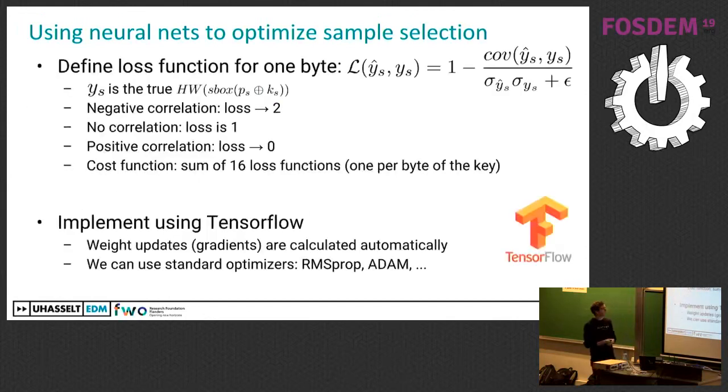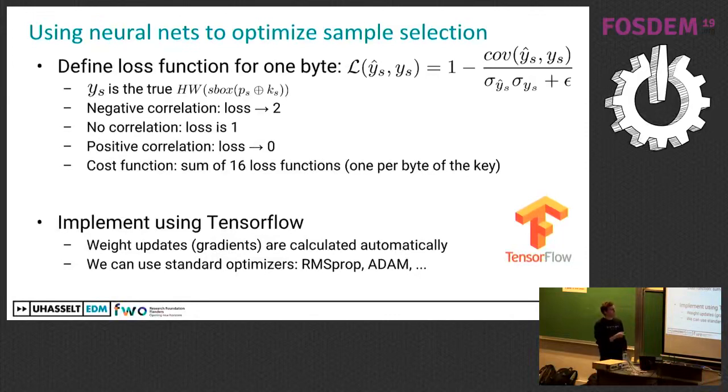Okay, so there's one more thing to do, and that's to tell the optimizer how to give a penalty to a certain weight, or how to determine which weights are good and which are bad. And for that we can use a loss function. Since we want to optimize the correlation, what you want to do is 1 minus the correlation, because in that case, if you have a negative correlation, the loss will be 2. If you have no correlation, the loss will be 1. And if you have a positive correlation, then your loss will be 0, which is exactly what we want. And then as a general cost function, we take the sum of those 16 loss functions for each byte, and we have our final cost function that we can optimize.